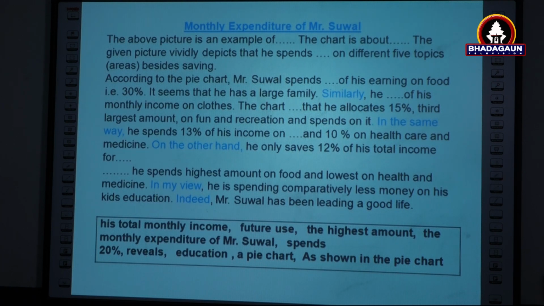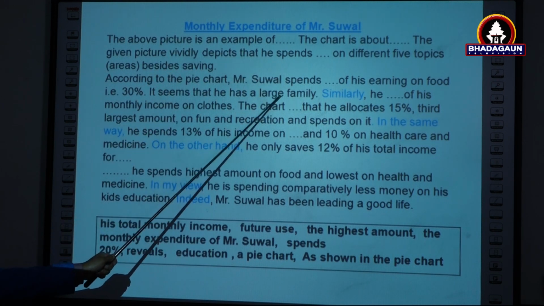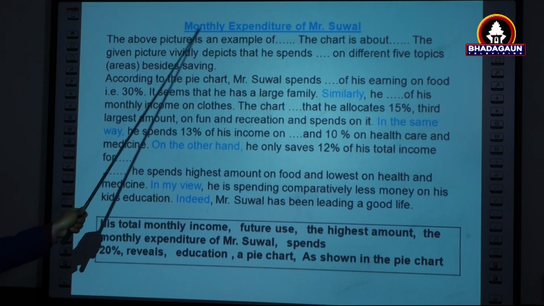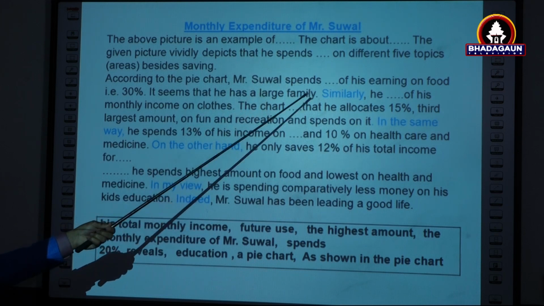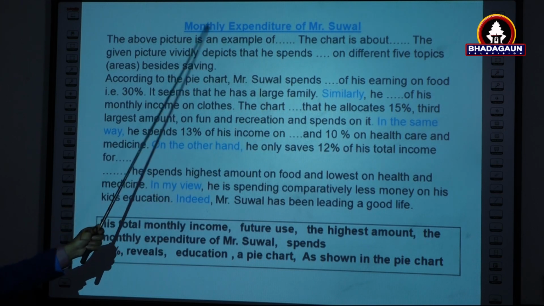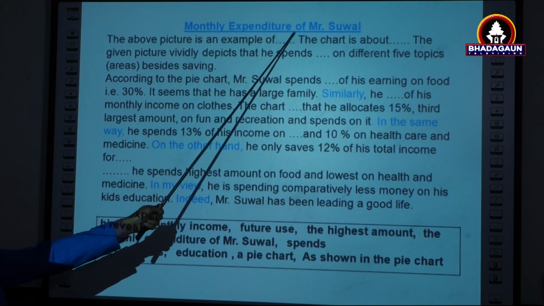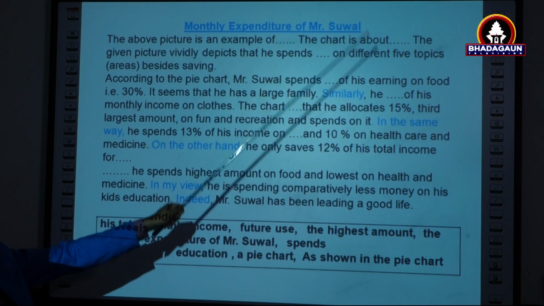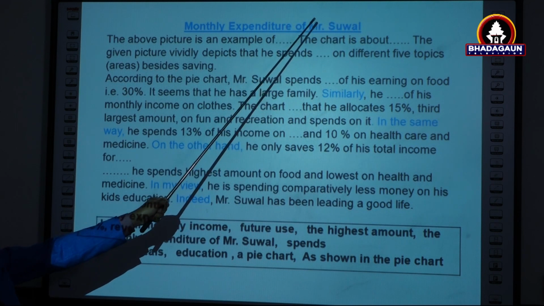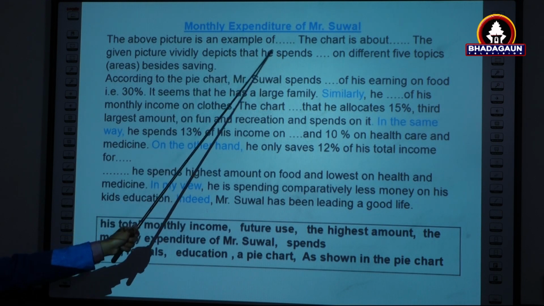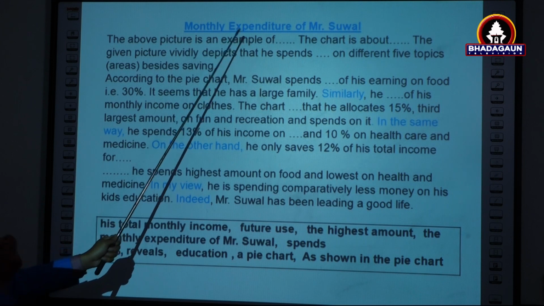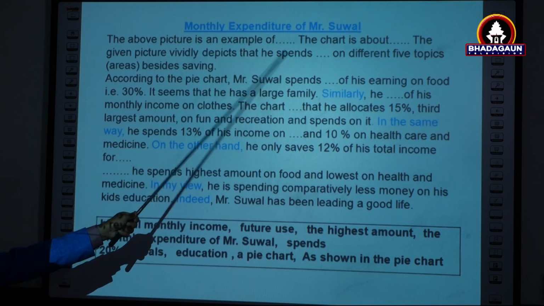Now here is the answer. Monthly expenditure of Mr. Sual. Now we are going to make the final answer. So this is the topic, monthly expenditure of Mr. Sual, which was given in the picture also, in the question also. So no need to worry about finding the title. The title is already given there. So we just pick it up from there and write it here in the answer.